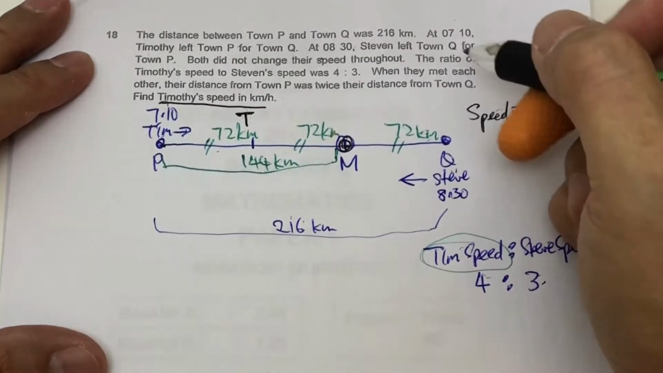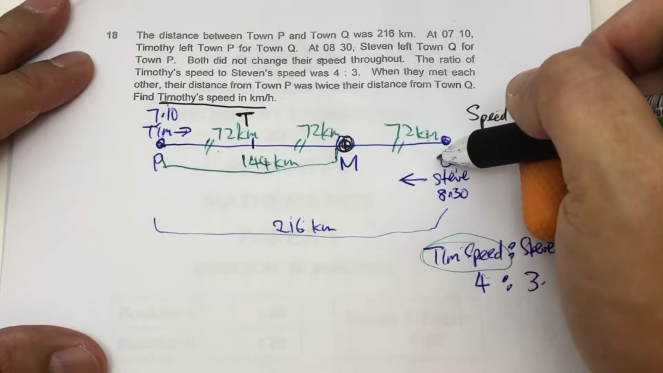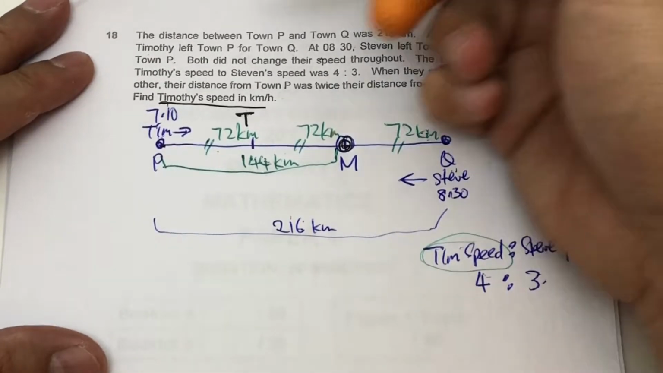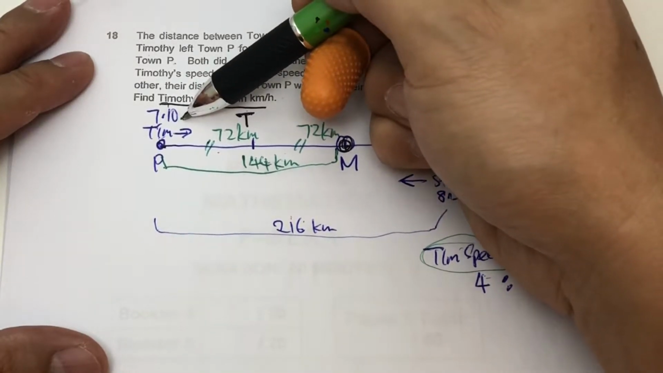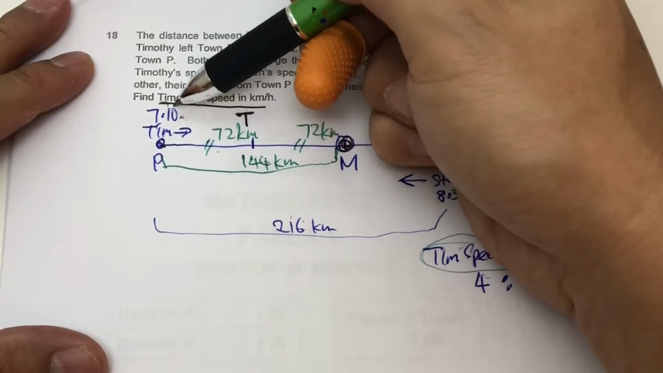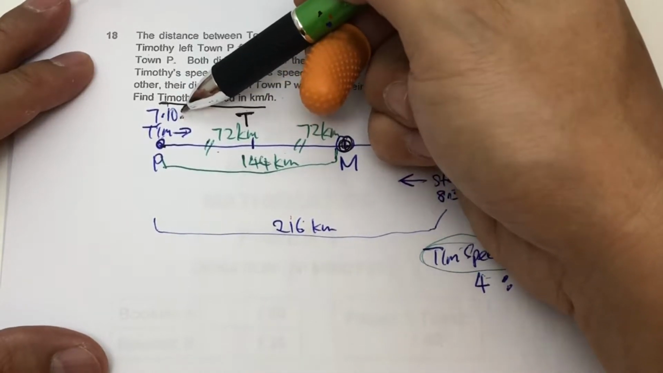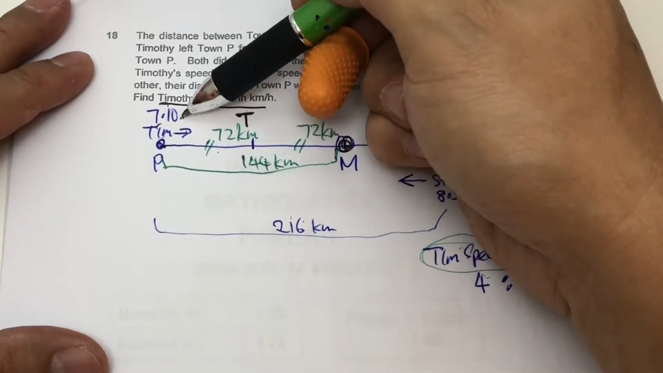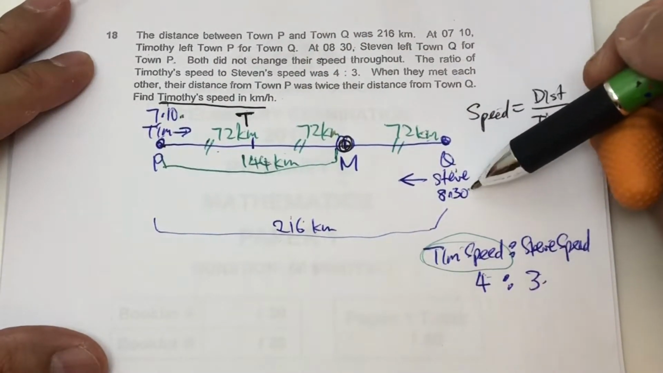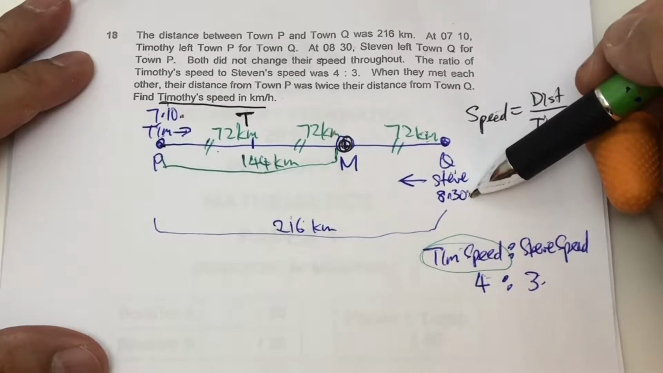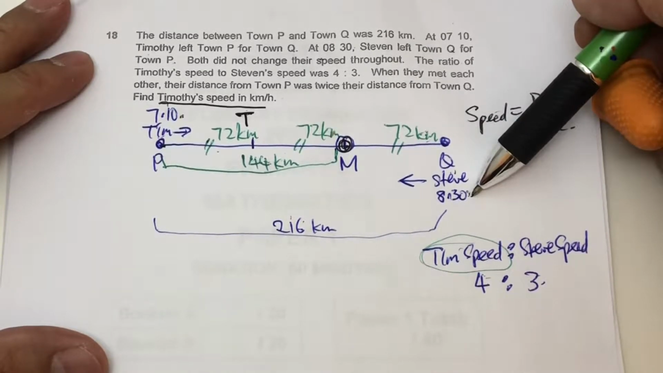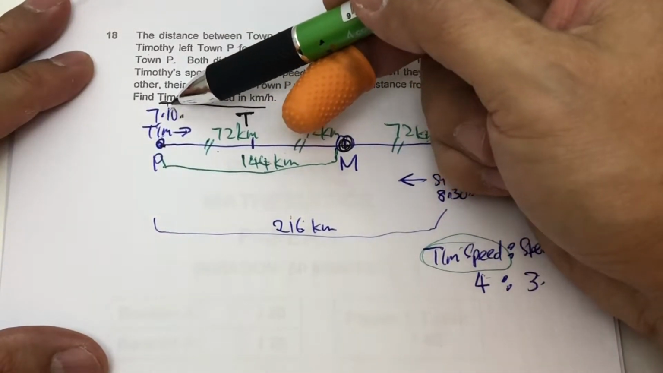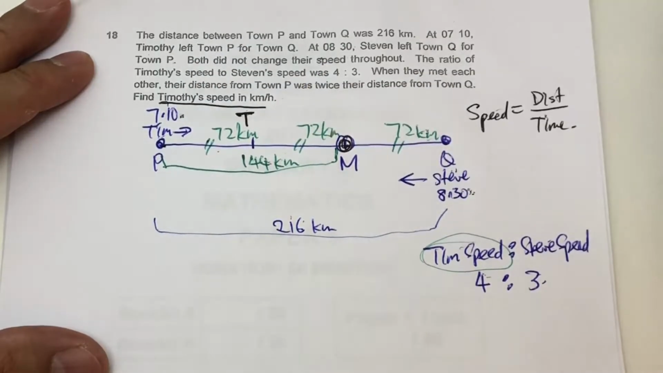So what about Steve then? Well, let's look at the time. Tim started at 7:10. It doesn't matter if it's AM or PM. Let's think of it as AM. So he left town P at 7:10 in the morning, and Steve left at 8:30. So what's the difference here? The difference is that Steve left 80 minutes later. 1 hour to 8:10 is 60 minutes, plus another 20 minutes is 80 minutes.